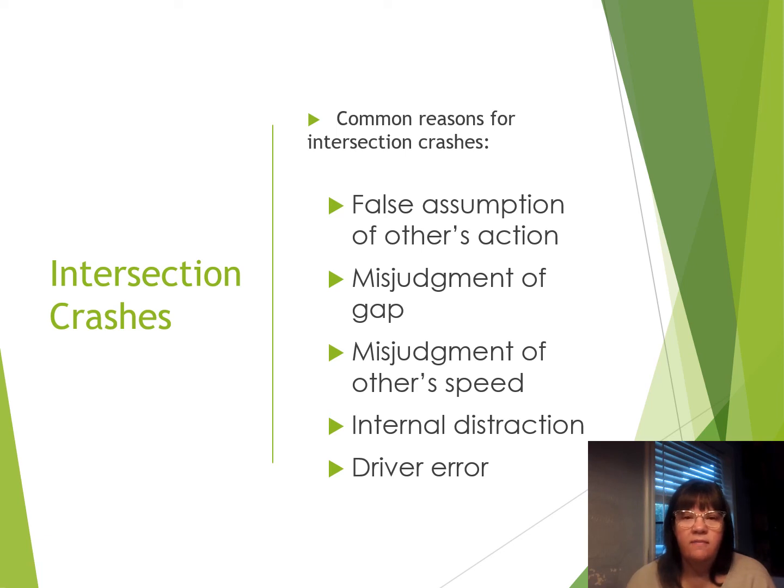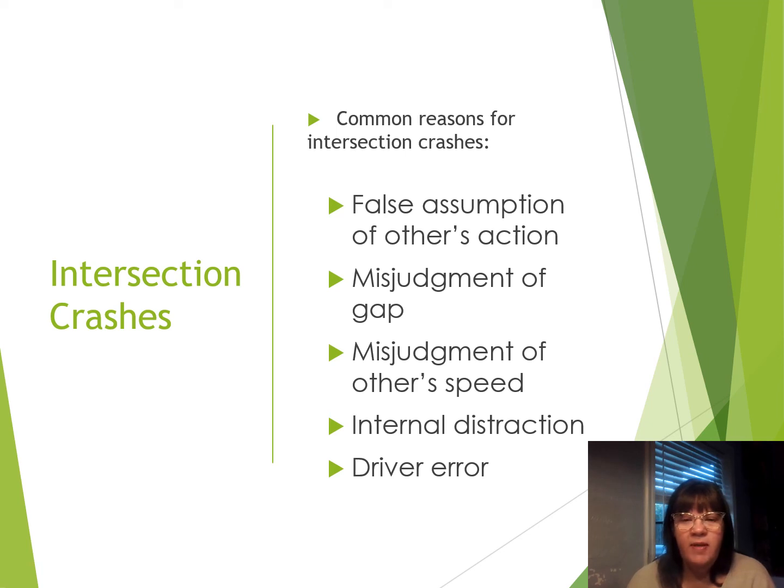Intersection crashes. Let's talk about some common reasons for intersection crashes. False assumption of others' actions. How many times do we think a vehicle is going to do something, but it does something else? We assume that it's going to make a maneuver and it doesn't, or it does a different maneuver. That's a false assumption. Misjudgment of the gap. This is what I was talking about earlier. Don't shoot the gap. It's not worth it. Just wait it out.